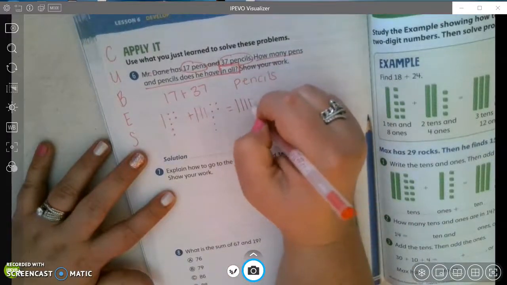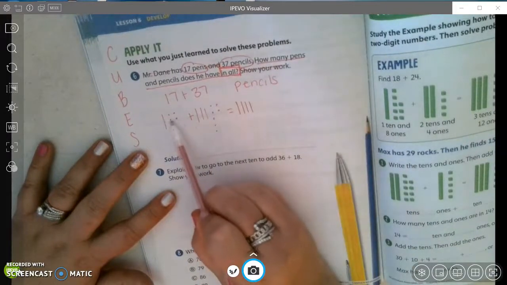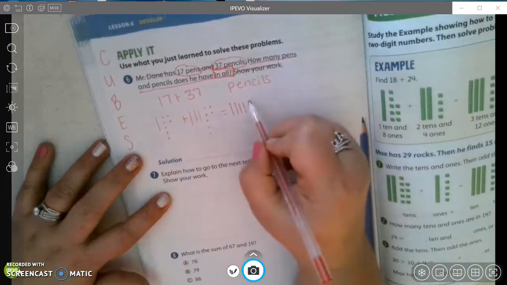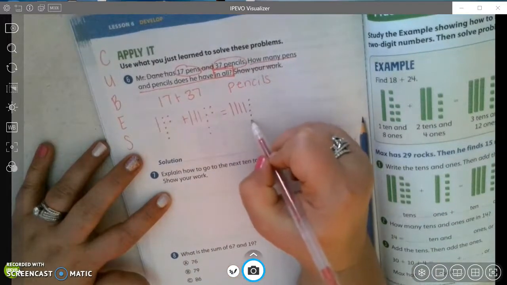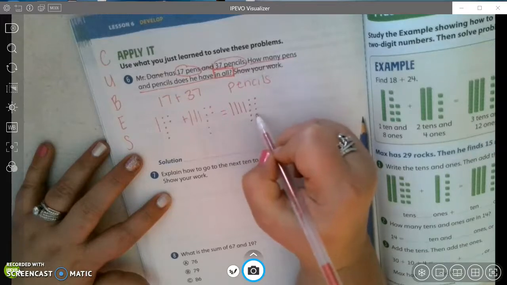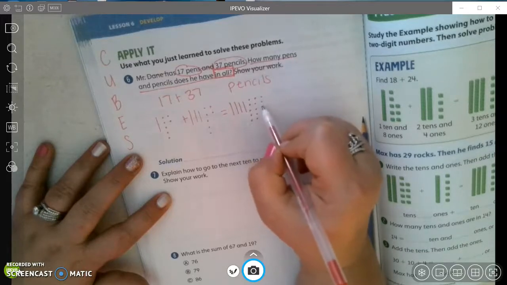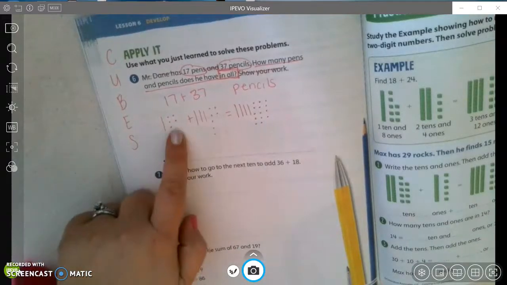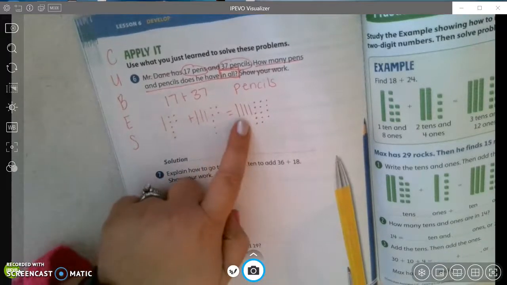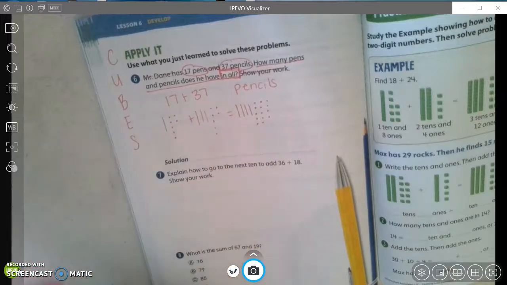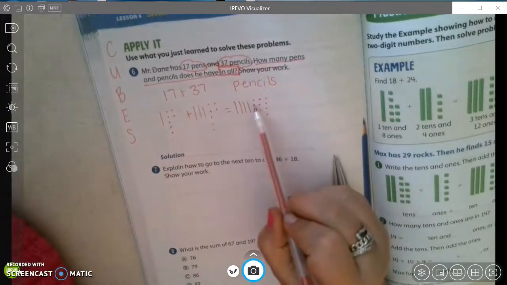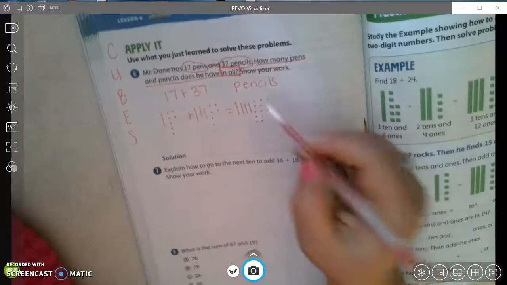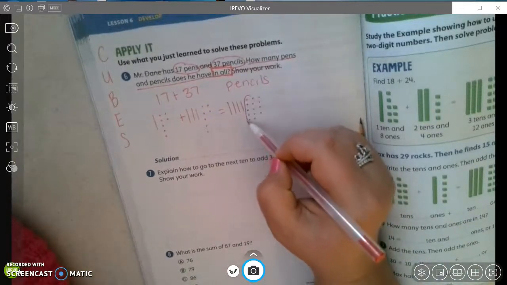1, 2, 3, 4. And then 1, 2, 3, 4, 5, 6, 7, 8, 9, 10, 11, 12, 13, 14 ones. Okay? So I have 17 plus 37 equals something. Well, I see, because I put my ones in a 10 frame order, I see that these ones right here are 10.